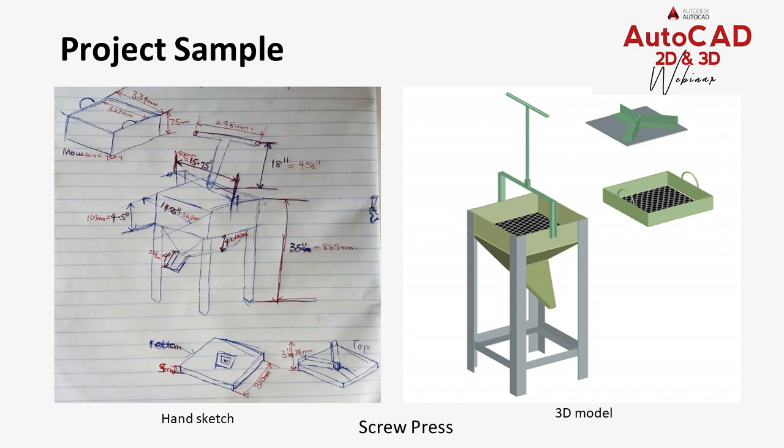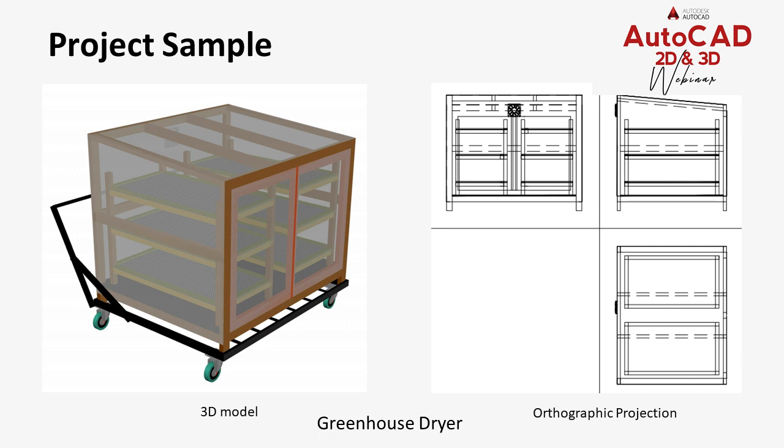All right, this is another project sample of a greenhouse dryer. This greenhouse dryer is currently in use at the University of Ibadan. So this is the complete 3D model. I'm sure you love what you're seeing. And then we have the orthographic projection. So this is the plan when you are looking at it from the top, and then this is the side view when you are looking at it from this side, and then when you are looking at it from the front this way, this is what you will have.